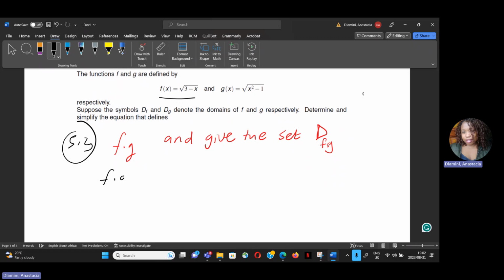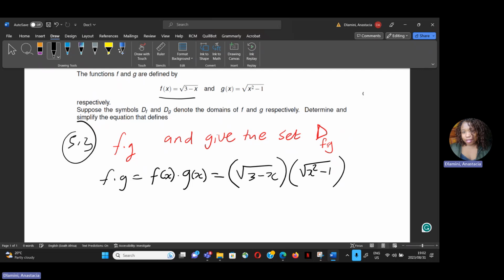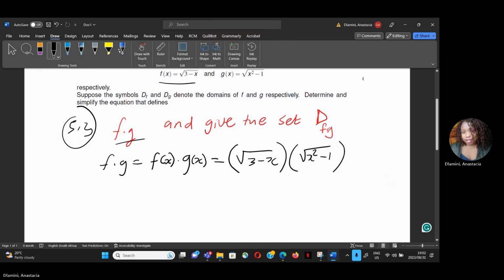So f times g is equal to f of x times g of x. We know that f of x is the square root of 3 minus x, and g of x is the square root of x squared minus 1. So this is the expression for f of x times g of x. Now we want to find the domain of this expression.